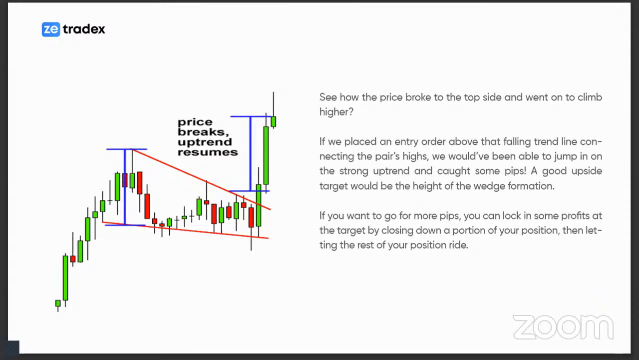Now, we can see how the price broke to the top side, and then it went up to climb higher. And if you had placed an entry order above that falling trend line connecting the peak highs, we would have been able to jump in on the strong uptrend and cut some pips, of course. Now, a good upside target would be the height of the wedge formation. If you want to go for more pips, you can lock in some profits at the target by closing a portion of your positions. Then you let the rest of your positions ride.